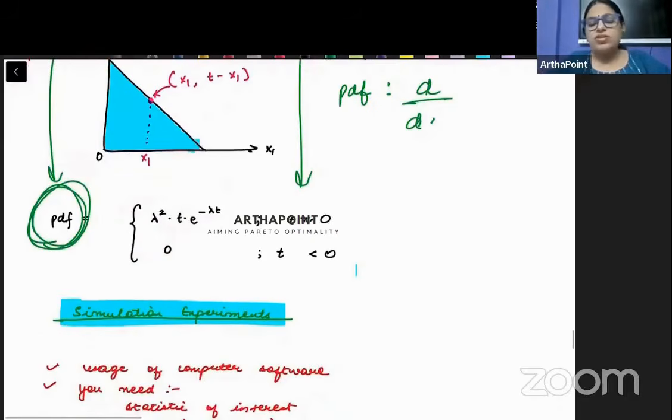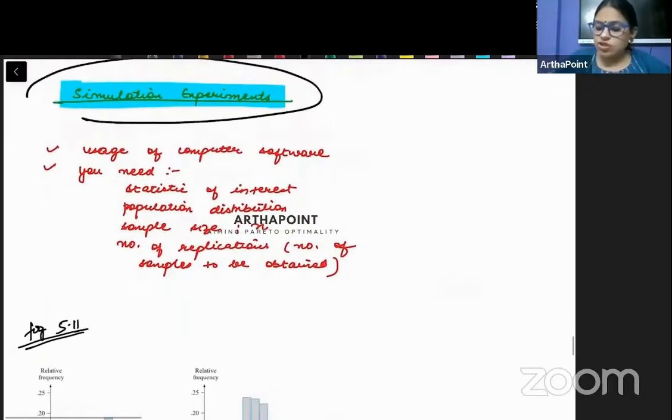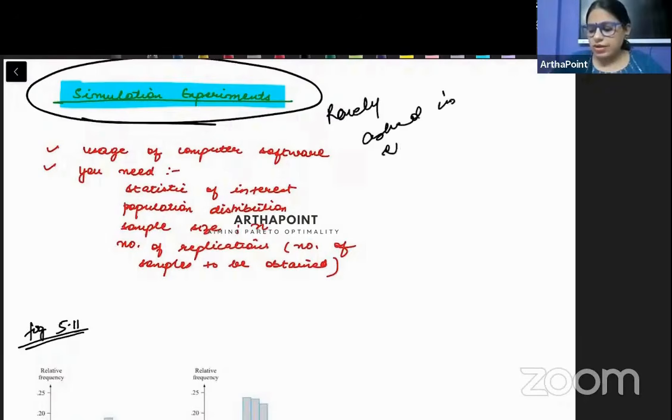Okay beta, now let's go to the next mechanism. This is known as the simulation experiment. The simulation experiment will be rarely asked in the exam. A question from it comes very rarely in the exam, so let's understand at a high level what this says.